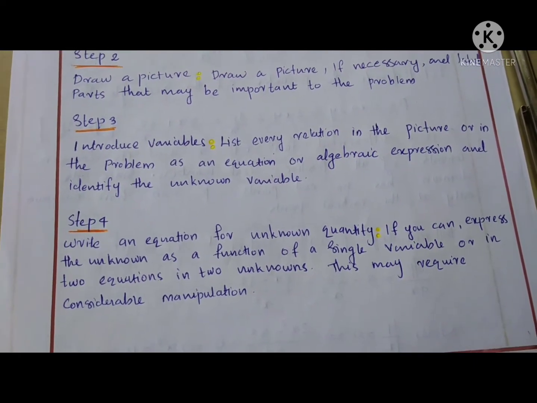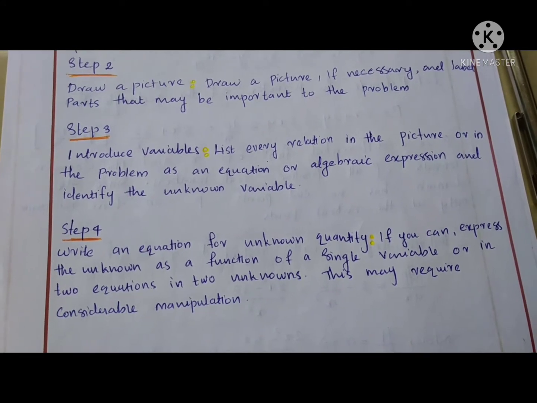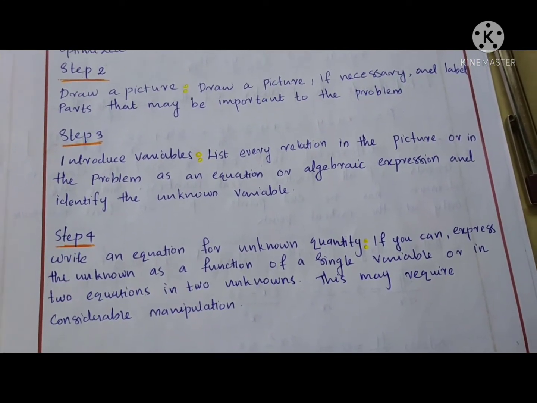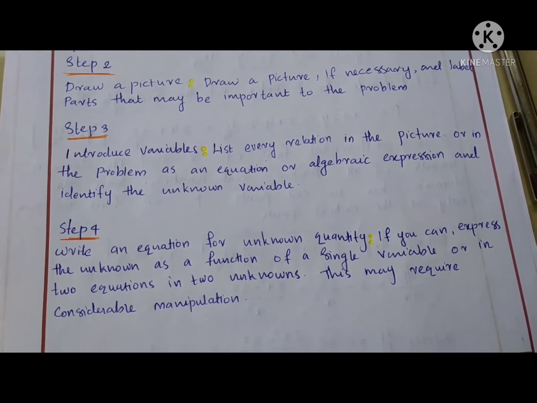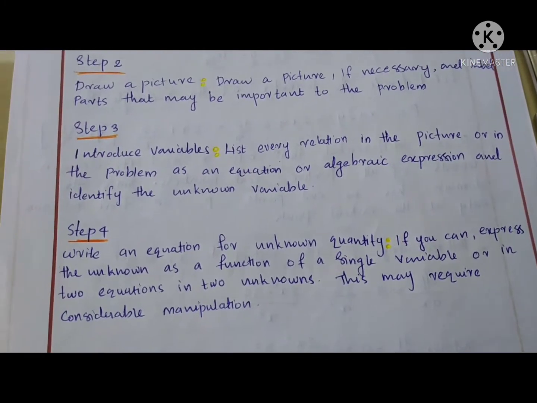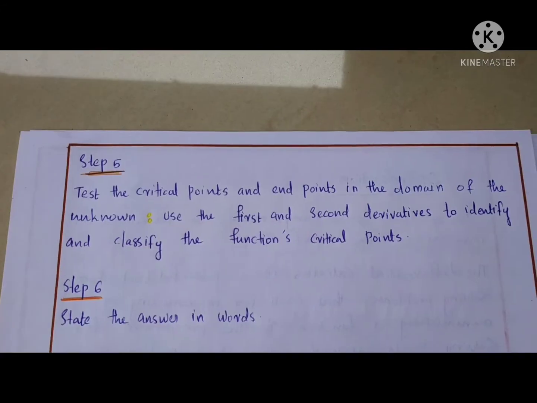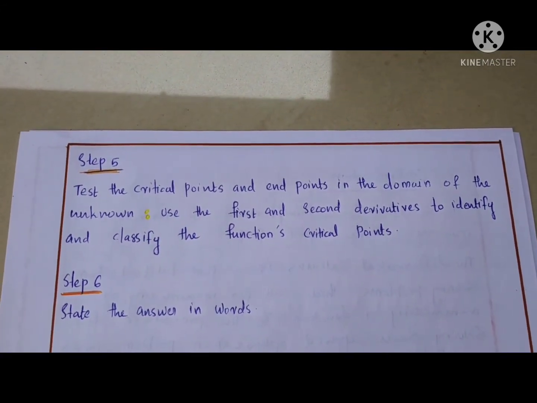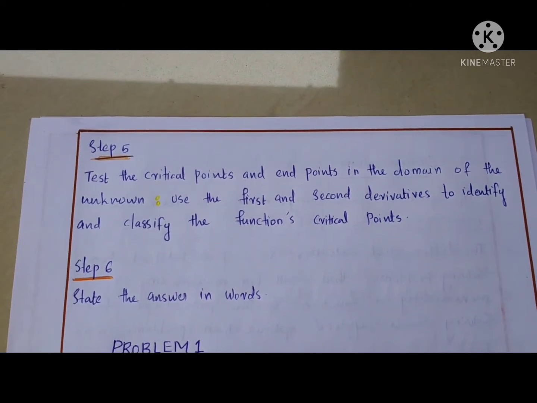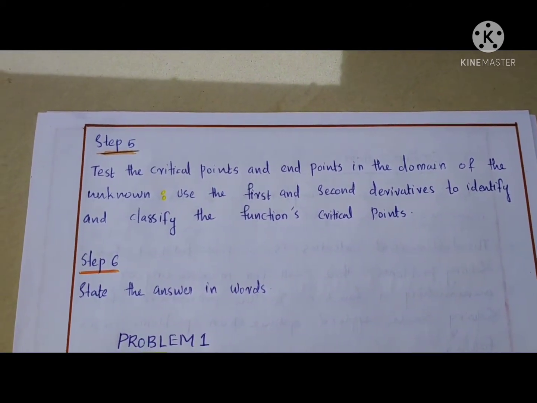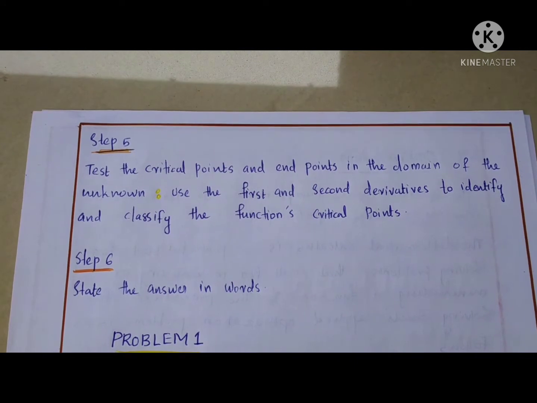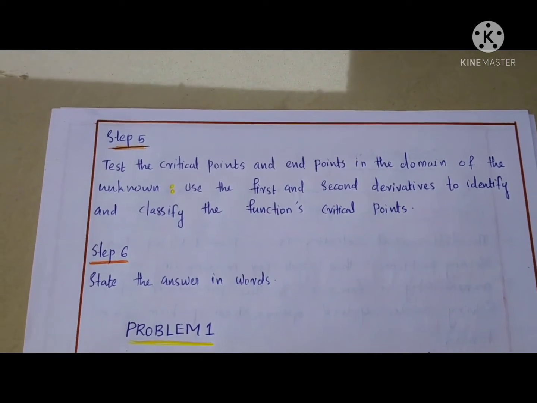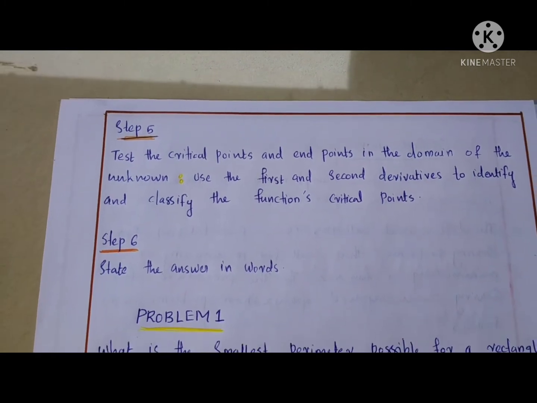If you can express the unknown as a function of a single variable, or in two equations in two unknowns, this may require considerable manipulation. Then step 5. Test the critical points and endpoints in the domain of the unknown. Use the first and second derivatives to identify and classify the function's critical points. Last, step 6. State the answer in words.